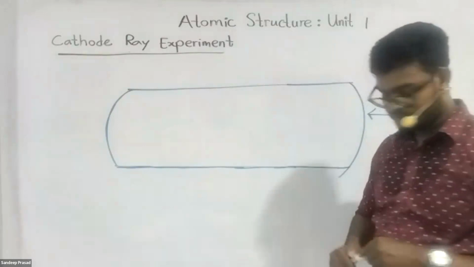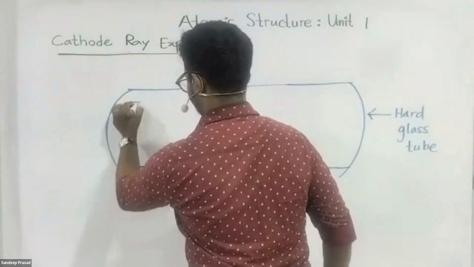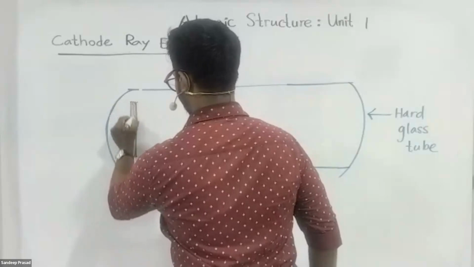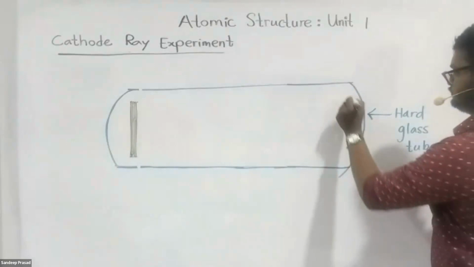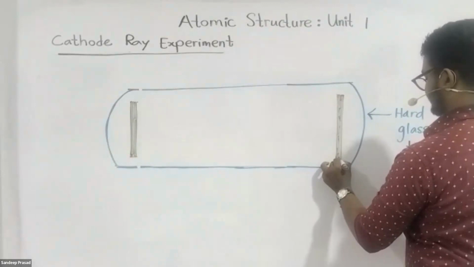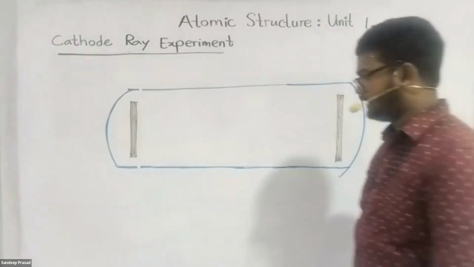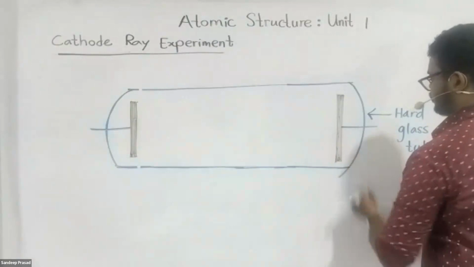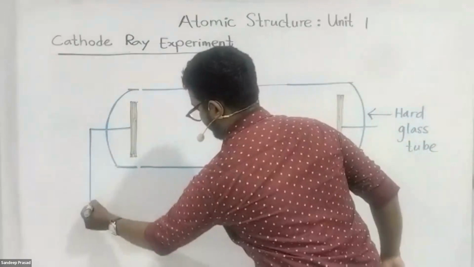And then what did they do? They created two metal plates. In this way, they created two metal plates. And on the other side, we have another metal plate. Okay. We have two metal plates in this way. Right? And then they are trying to make two electrodes by supplying high voltage.